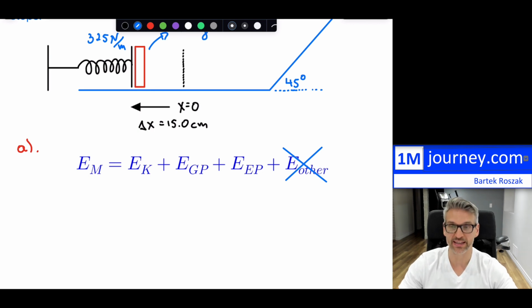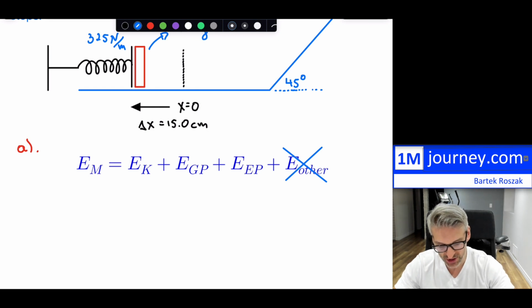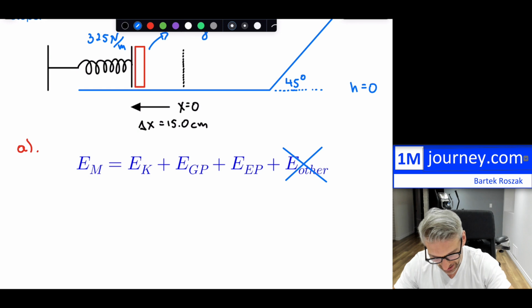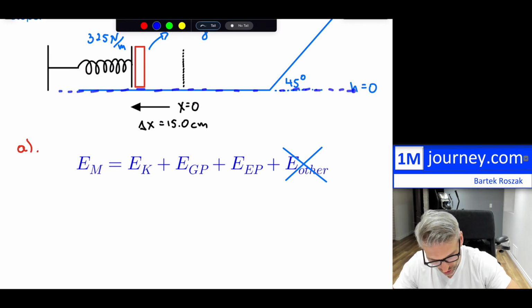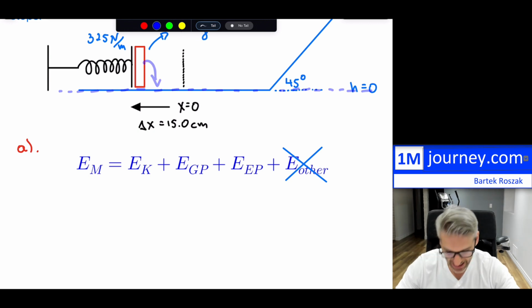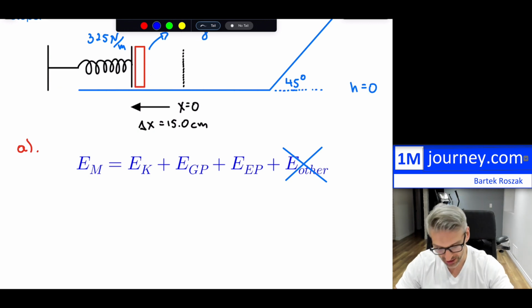So if the plate gets released, it's going to move, so there's going to be kinetic energy. If it's going to go up the ramp, it's going to have gravitational potential energy. Now please remember that gravitational potential energy is always with regards to our reference point. So we're going to assume that the height is equal to 0, and that height is going to be right here. If it's sitting on this surface, it has 0 gravitational potential energy.